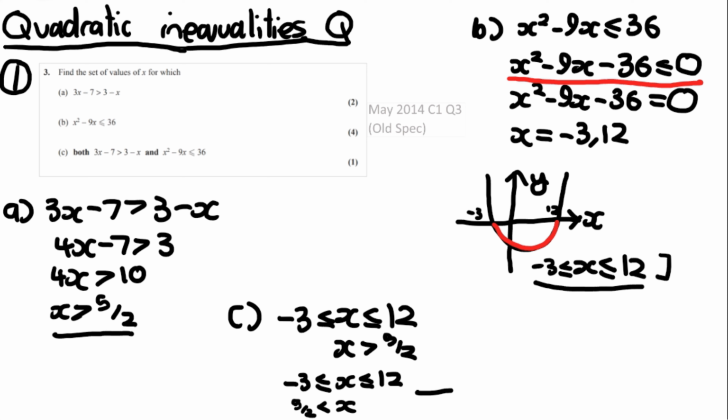And if we merge these together, 5 over 2 is greater than minus 3, so we're going to get that x has to be greater but not equal to 5 over 2, but has to be less than or equal to 12. And this is the answer to C. Just bear in mind, this question doesn't actually ask for set notation, so you don't need to do it.